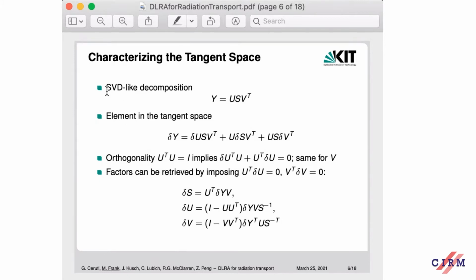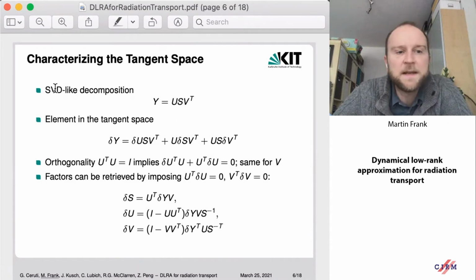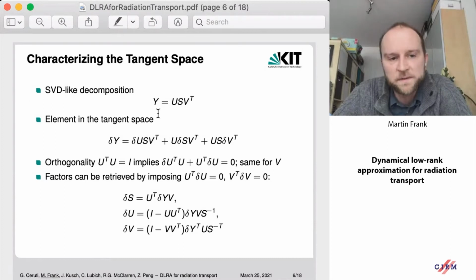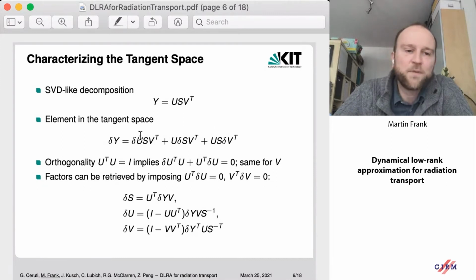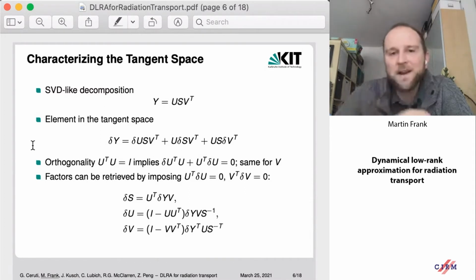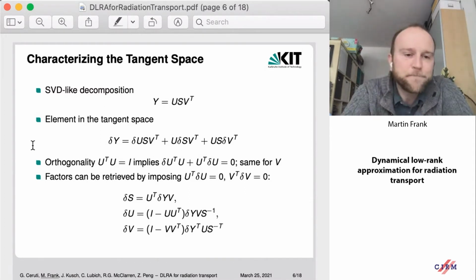So if I have an SVD-like decomposition of a matrix, Y is U S V transpose, then you can do a simple product rule if you wish. So if this is a variation delta Y, think of it as a derivative. Then I have a product rule, right? I have the derivative of the first one, or the variation of the first one, the second one, and the third one here. So this would be an element in my tangent space here.